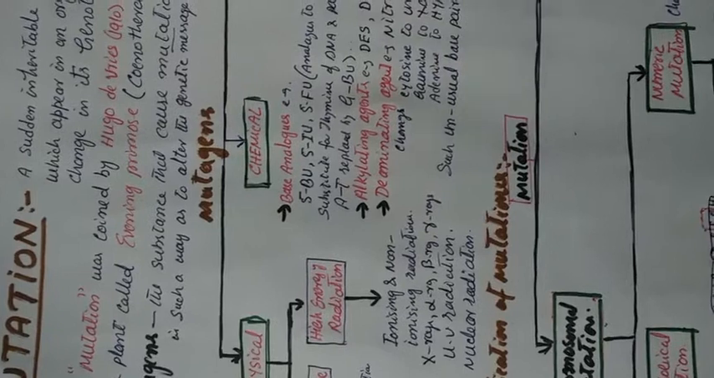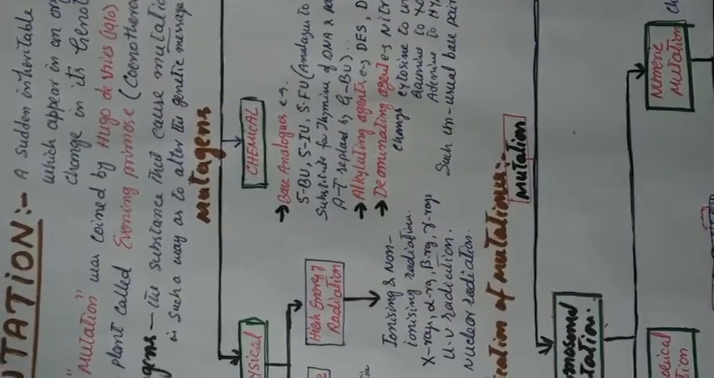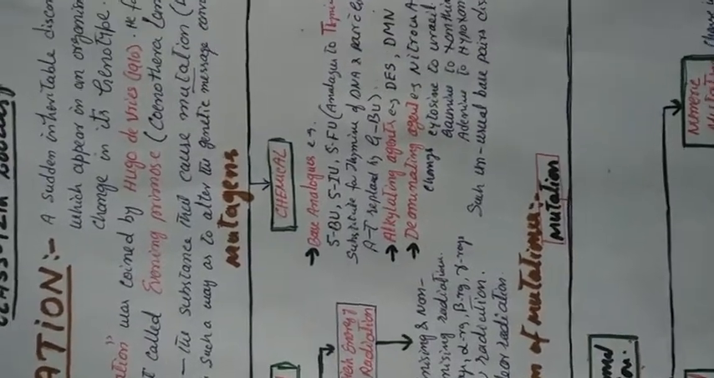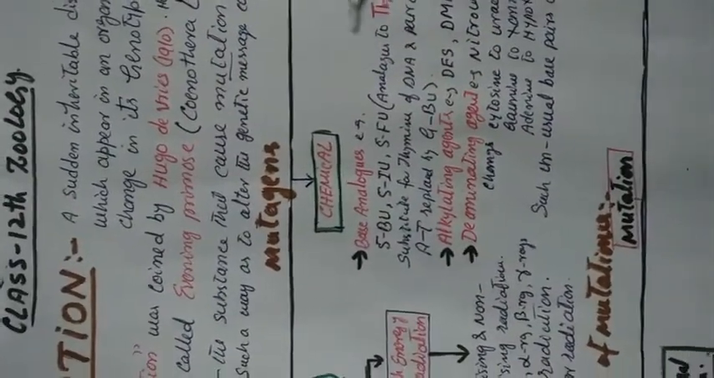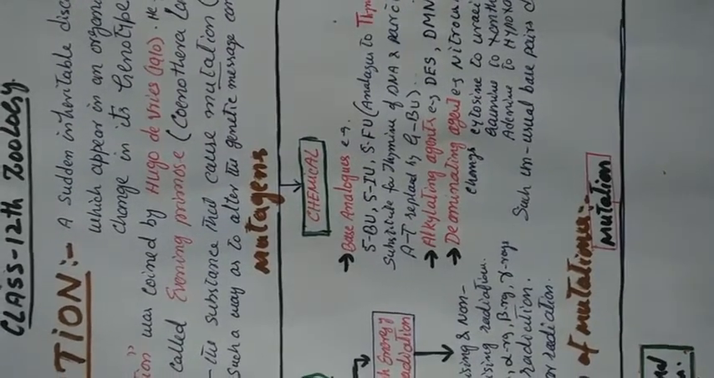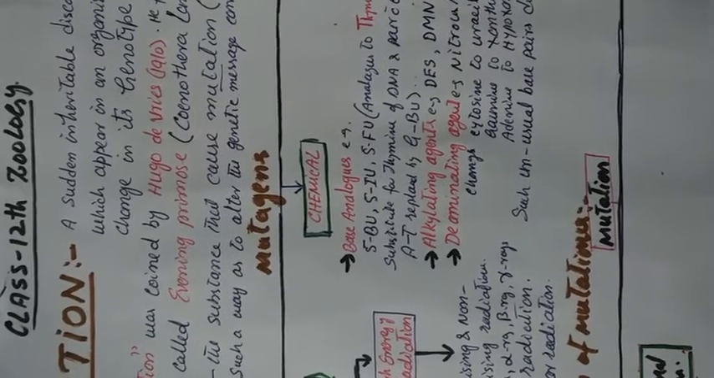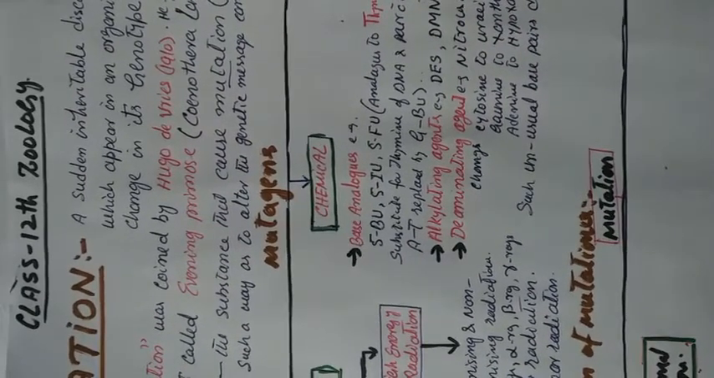My today's topic is mutation. Now first of all we must understand what is mutation. Mutation is a sudden, inheritable, discontinuous variation which appears in an organism due to permanent change in its genotype or genetic makeup.